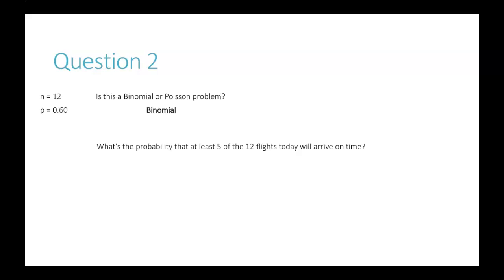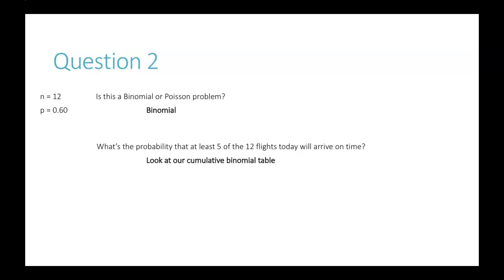So that's really the first hurdle when solving a problem like this, is figuring out, okay, what am I supposed to do? What formulas am I even supposed to look at on my formula sheet? Then once you do that, you can start filling in the information that we know. So now we can talk about finding this probability. What's the probability that at least 5 of the flights today will arrive on time?